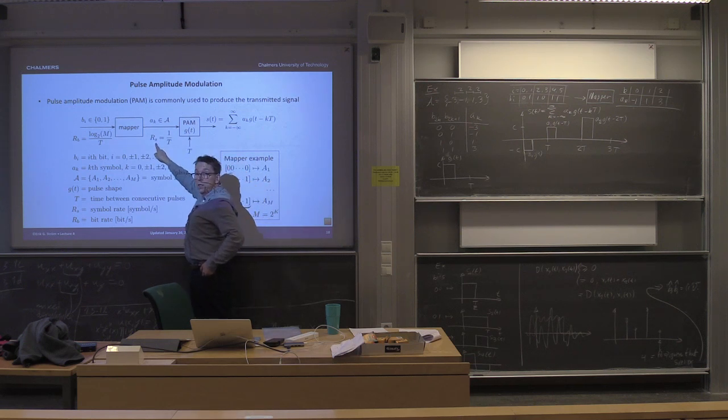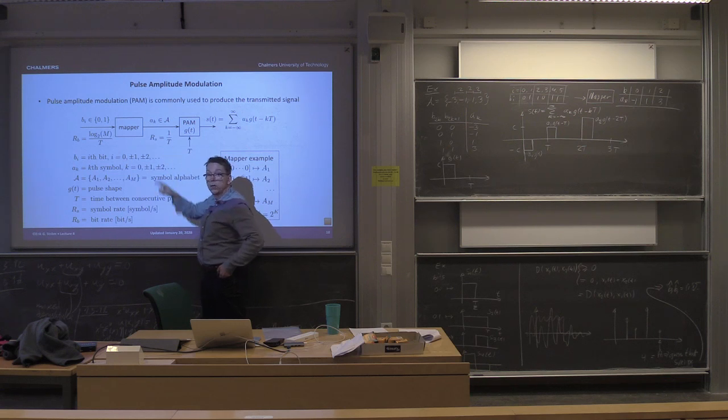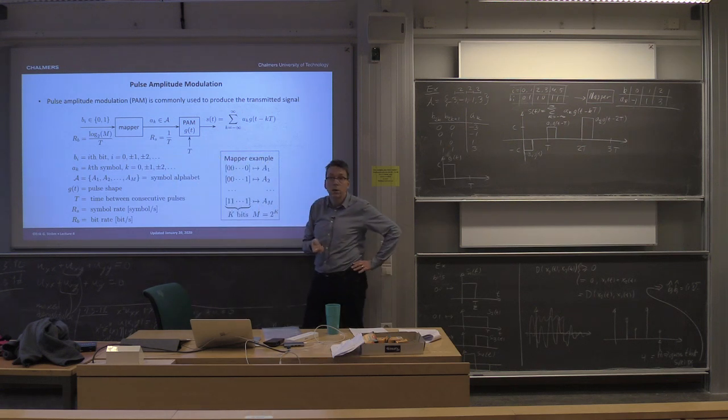So the symbol rate is 1 over T. Right? Okay, so now we know that. We transmit one symbol every T seconds, so the symbol rate is 1 over T. How many bits do we transmit per second?